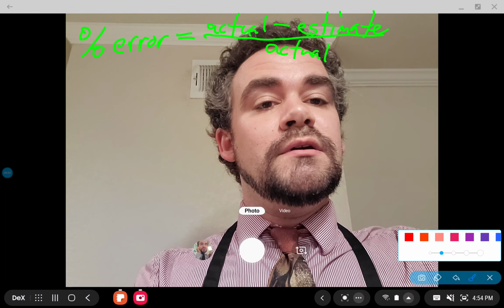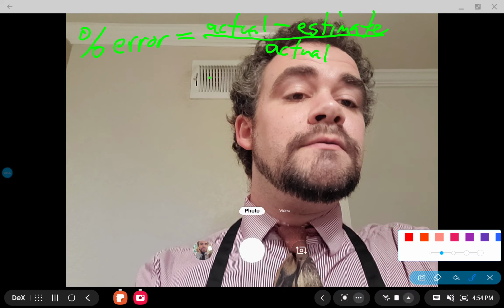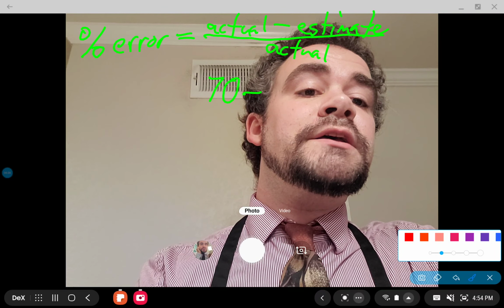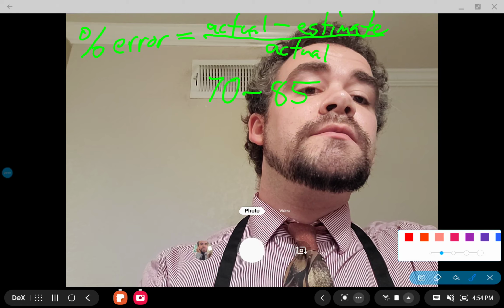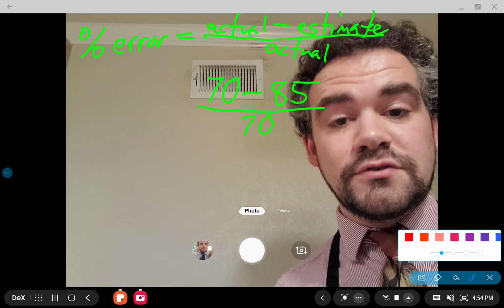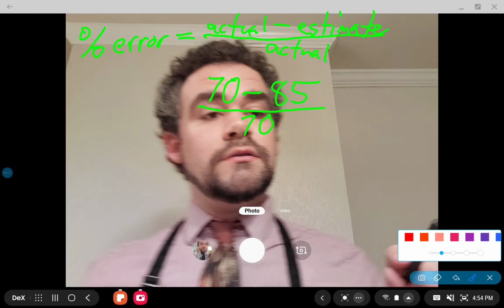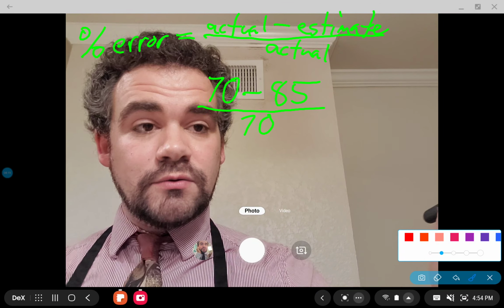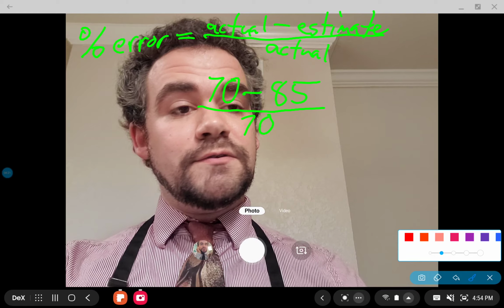Let's see. My actual grade was a 70, minus 85, which was my estimate, and then I divide it by the actual, which was 70 again. Notice that number is used twice, okay? The actual is used twice in this equation. Once for subtraction and once for division.